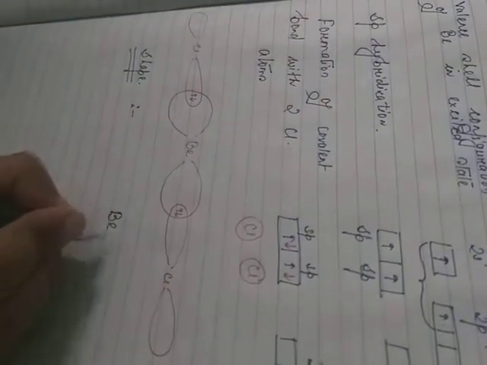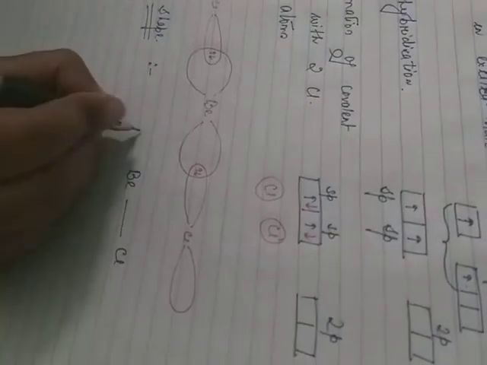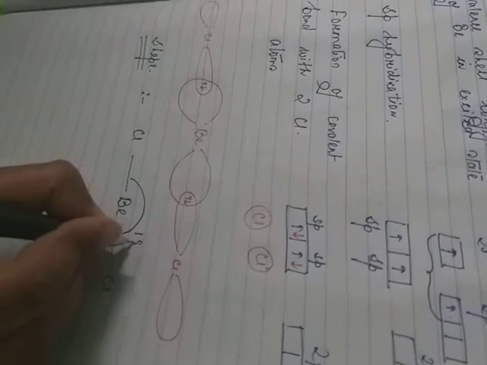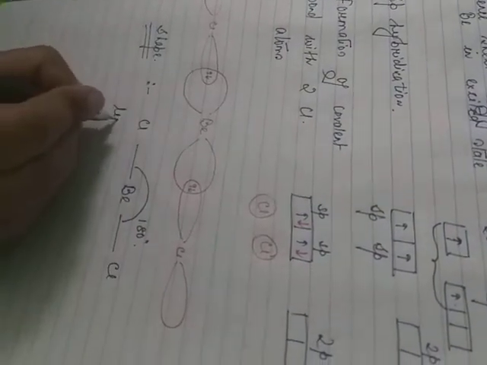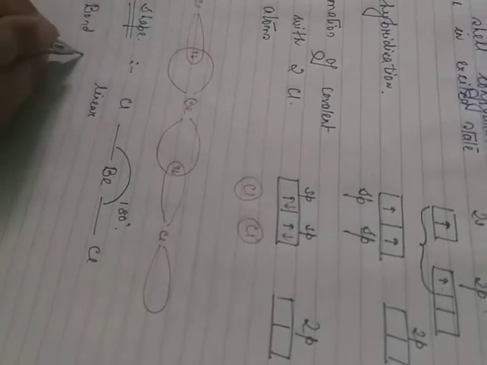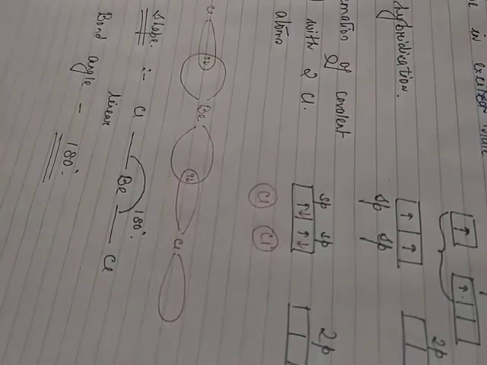The shape of the molecule will be, we will only see the sigma bond. It is along a line. This is also along a line. The bond angle is 180. So the shape will be linear with bond angle 180 degree. That's how this is being formed.